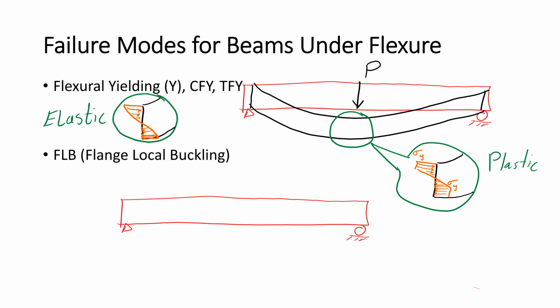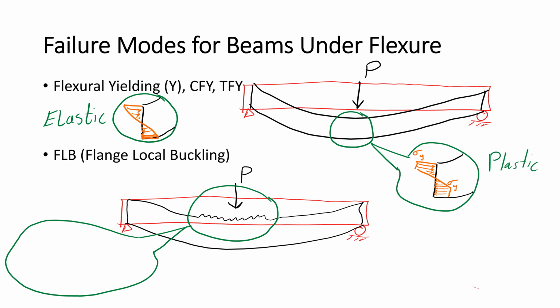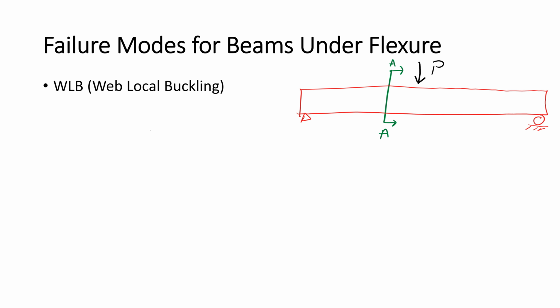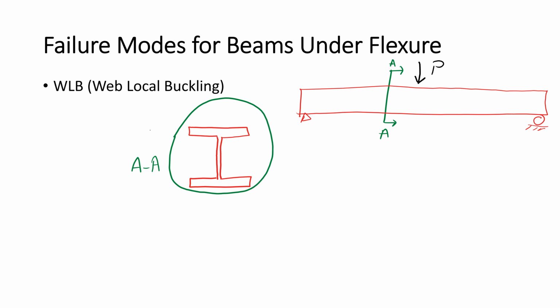Flange local buckling. When a beam experiences bending stress, one of the flanges would be loaded in compression. This will lead to a buckling in the flange as seen below. Here is a real-life example of how this would look. When a beam is loaded vertically or is experiencing bending moments, provided that the web is not thick enough, the following will occur. This phenomenon is called web local buckling.